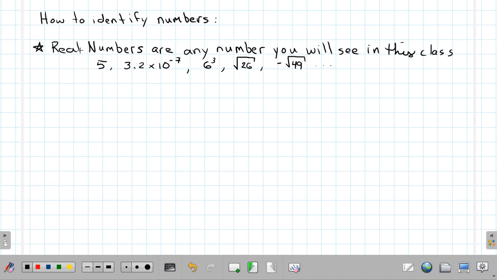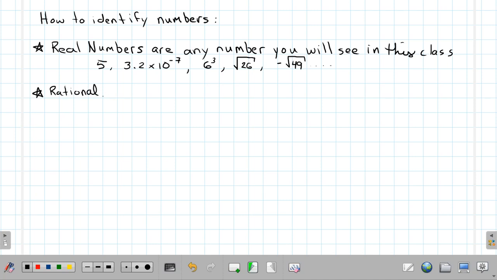Like I said, you won't have to know the difference between real numbers and things that are not real numbers until you get into Algebra 2, okay? So like I said, up till this point and in this class, real numbers are just basically any number, okay? So to start off, if you're given any number, you should know automatically that it is a real number, okay? Now let's talk about how to tell what a rational number is.